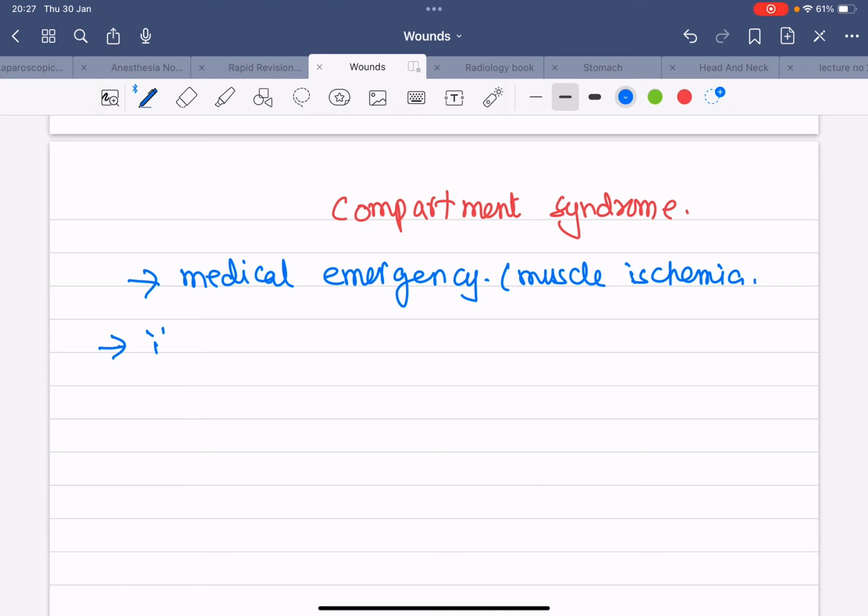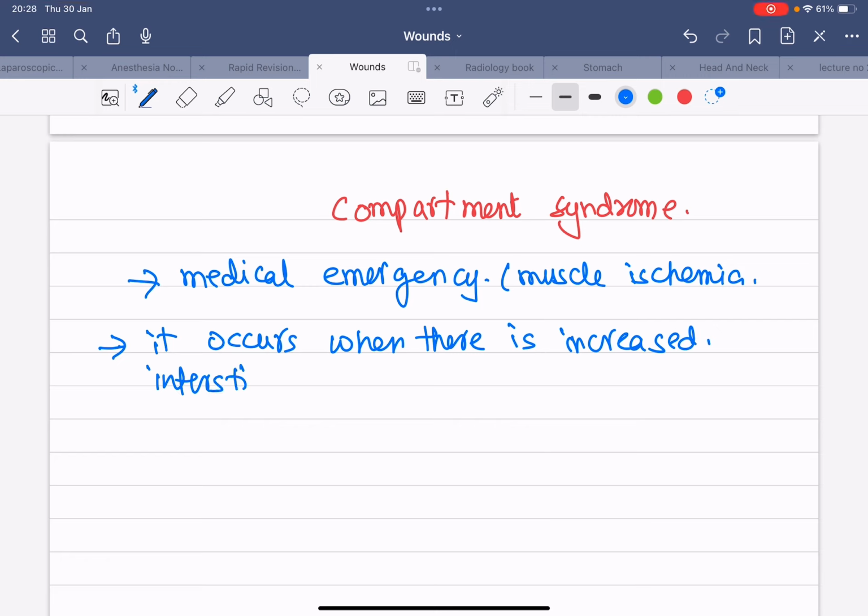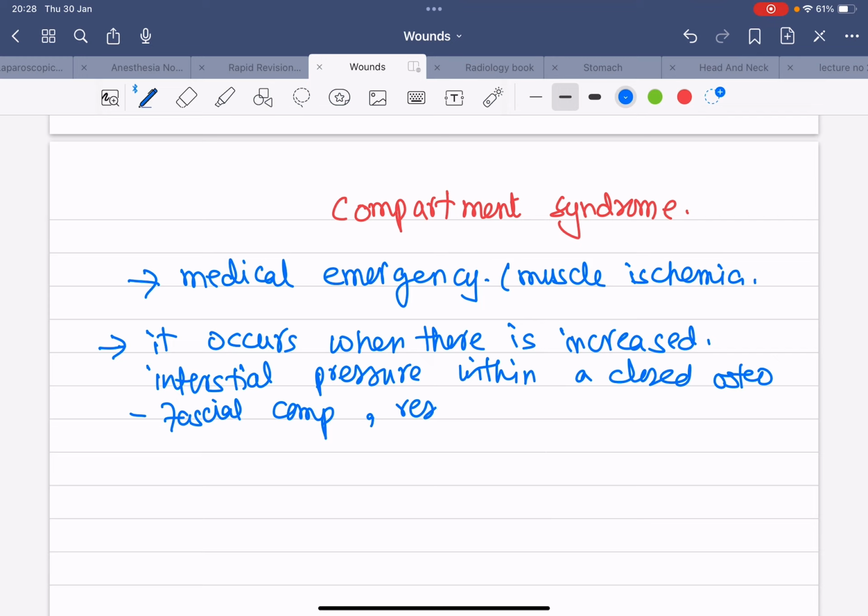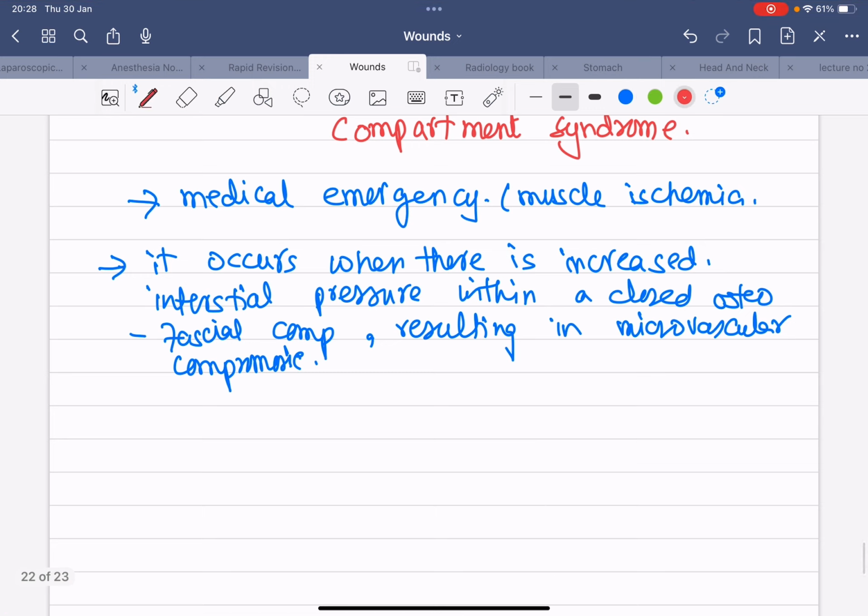So it occurs when there is increased interstitial pressure within a closed osteofascial compartment, resulting in microvascular compromise. Okay, so what is the most common cause?